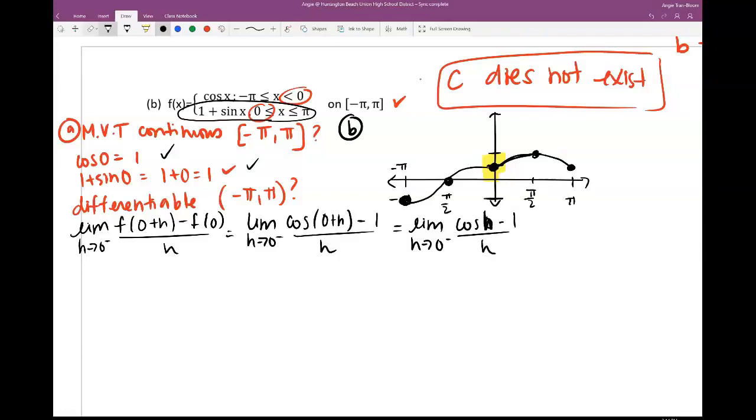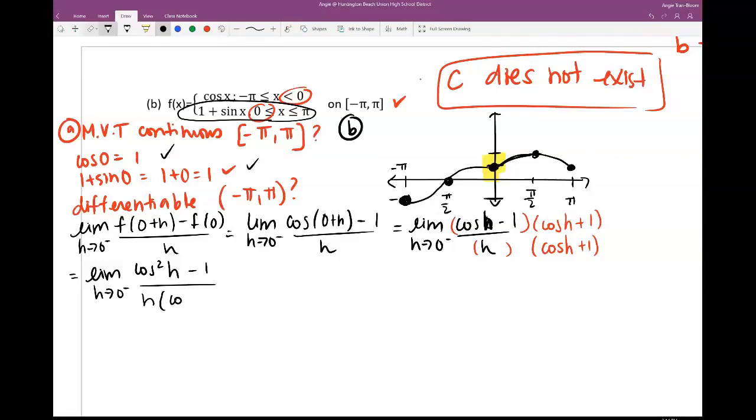Now this is a tricky piece. What I'm going to do now is manipulate. I'm going to multiply the top and bottom by the conjugate, because right now I can't use substitution. The h is still in the bottom, so I can't put in 0 for the bottom. So I'll multiply top and bottom by the conjugate to see if that will help. With that, I now get limit as h approaches 0 from the left. On the top, that's cosine squared of h, still minus 1, all over, on the bottom, h times cosine of h plus 1.